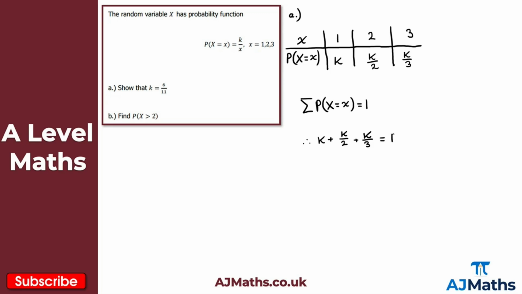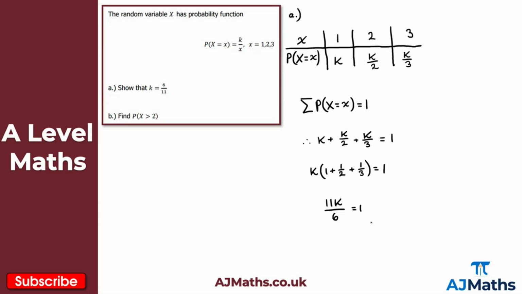Okay, what you can do here is factor the k out. I'm going to get k lots of 1 plus a half plus a third, and that's equal to 1 here. So 1 plus a half plus 1 over 3, that would give me 11 over 6. So what I'm going to get here is 11k over 6 is equal to 1.